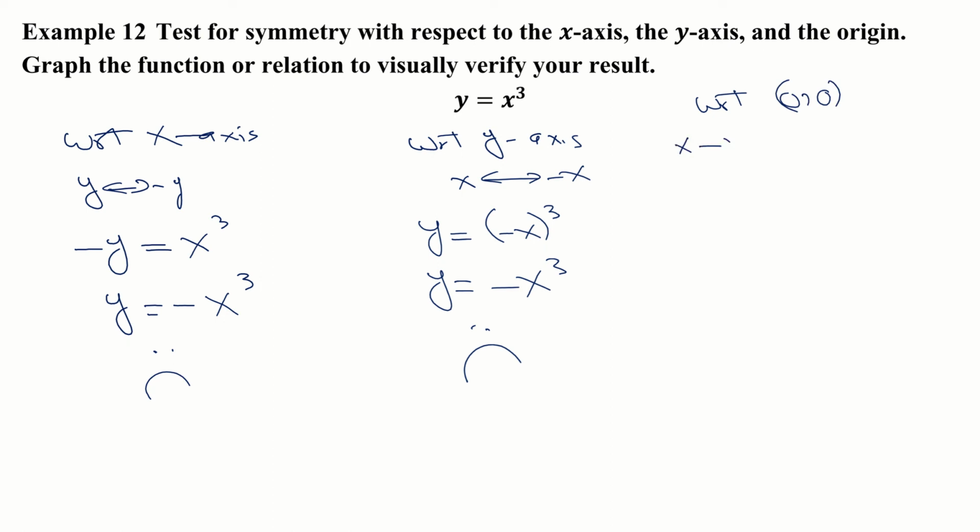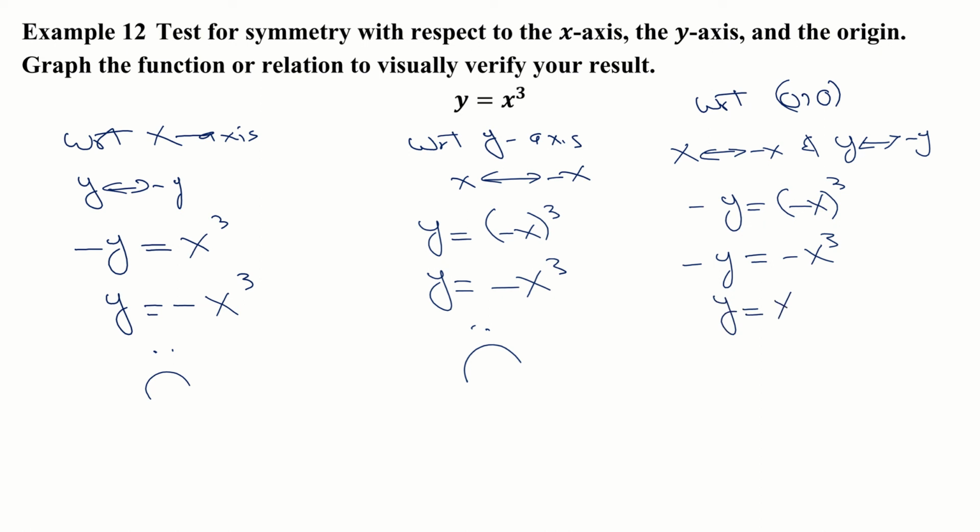And with respect to the origin, we replace x with negative x and y with negative y. So we get negative y equals quantity negative x cubed. So negative y equals negative x cubed. Multiplying both sides by negative 1 gives us y equals x cubed. So this one works. And as expected, we knew the graph of the cubing function is symmetric with respect to the origin, right? So there is the verification.